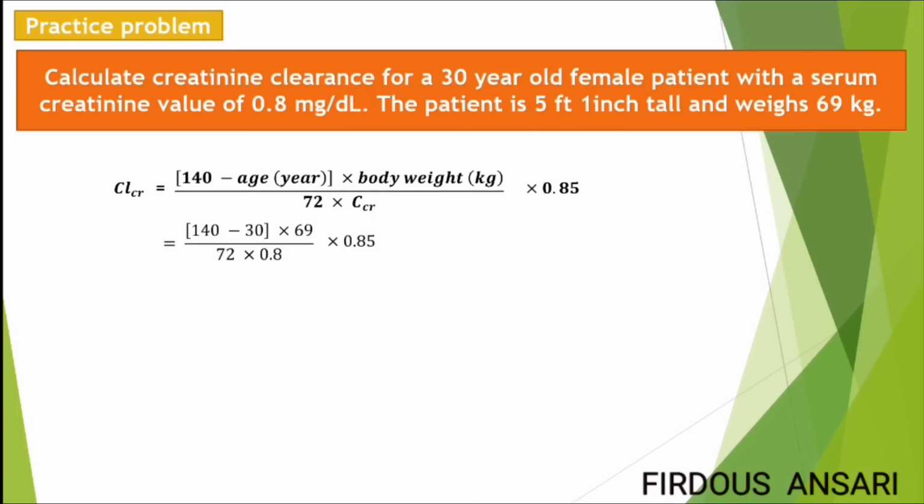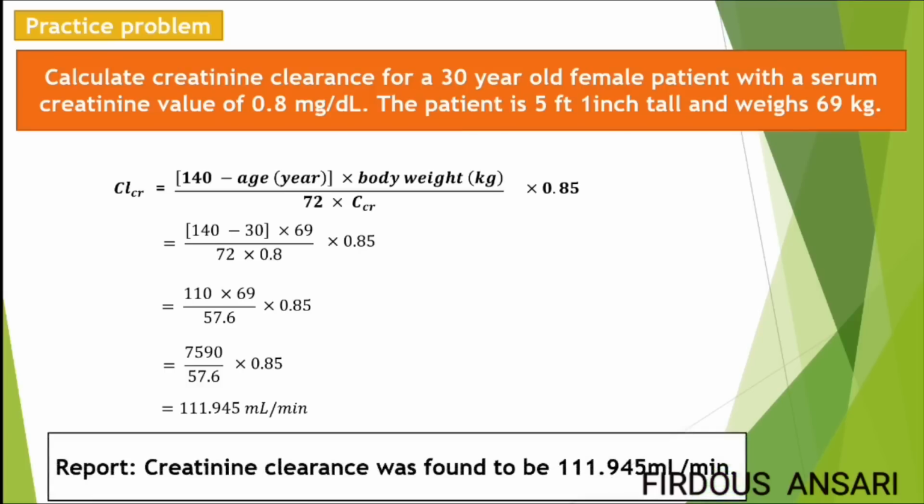The patient is not obese, so we need not calculate the ideal body weight, and we'll have the answer like this, 111.945 ml per minute. So we have got the answer. Creatinine clearance was found to be so and so ml per minute.